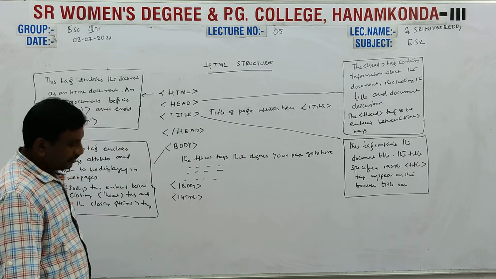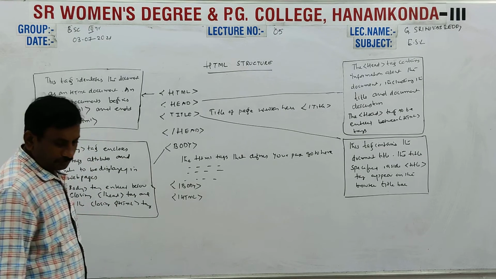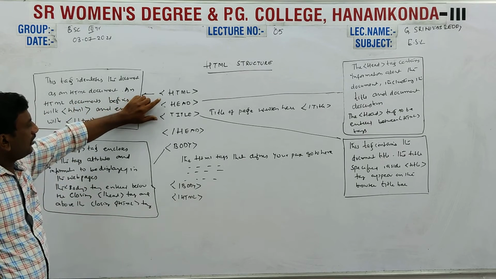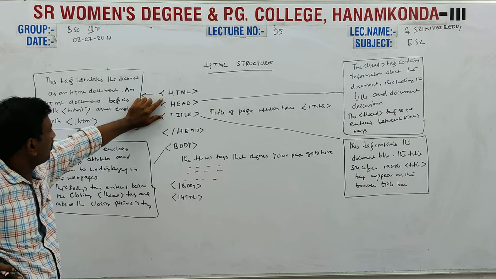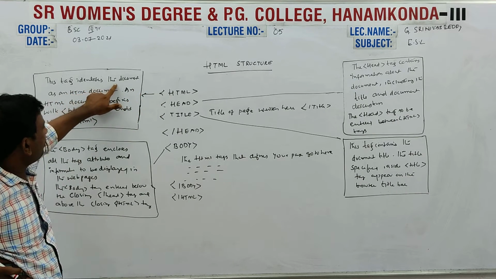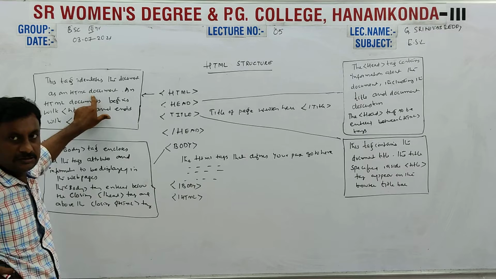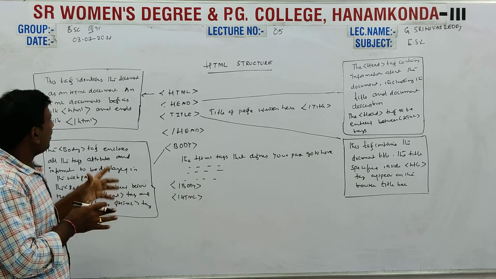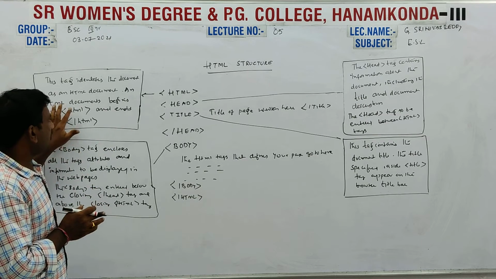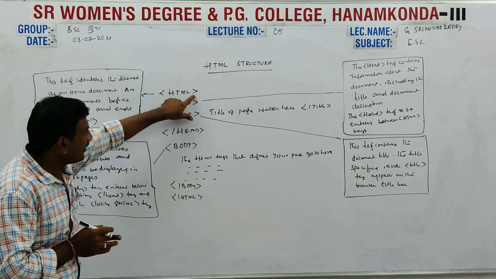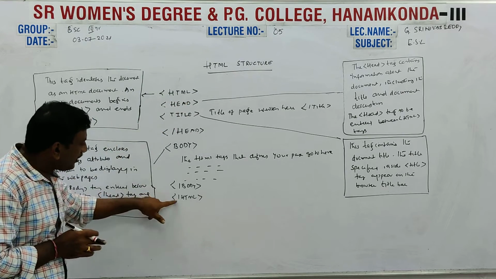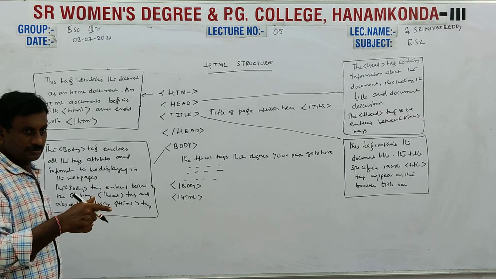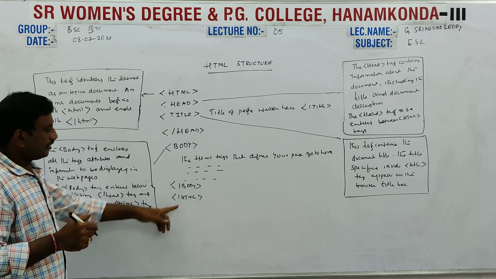Next, if you write some content here, what is HTML? Hypertext markup language. This tag identifies the document as an HTML document. If we write this, it is called an HTML document, and an HTML document begins with a less than symbol and greater than symbol and ends with a slash HTML.